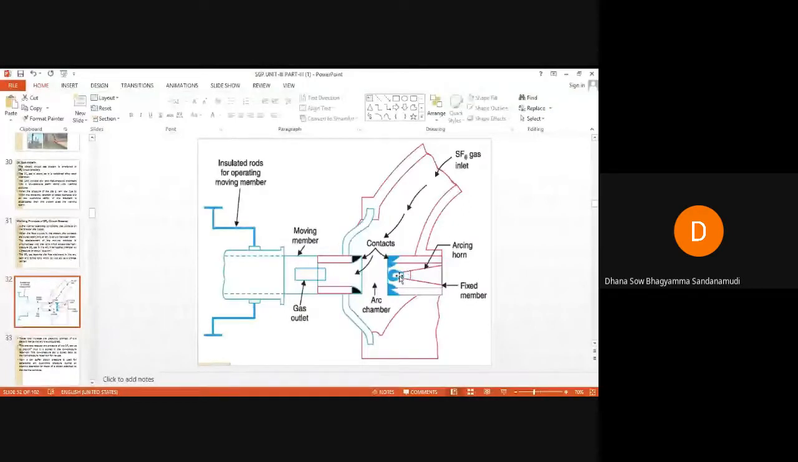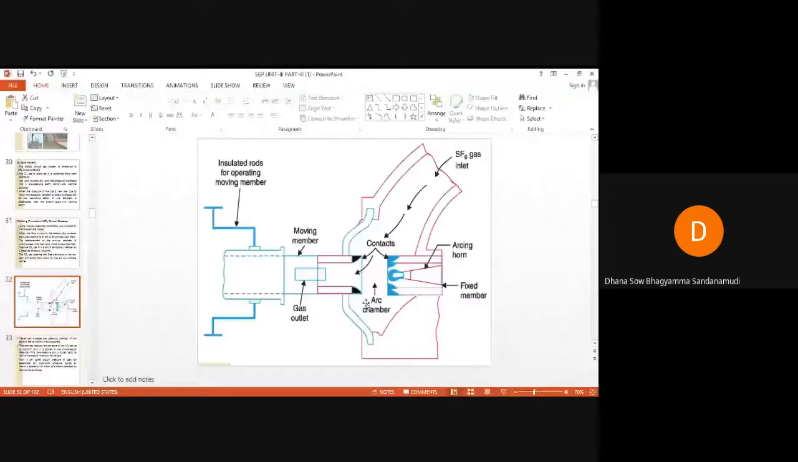In the normal operating condition, what will happen? The moving contact will be in contact with the fixed contact. These right side contacts are the fixed contacts, and on the left side, this one and this one are the moving contacts. So under normal operating condition, the contacts of the circuit breaker are closed. When a fault occurs in the system, the moving contact is pulled away from the fixed contact and an arc is struck between the moving contact and the fixed contact.